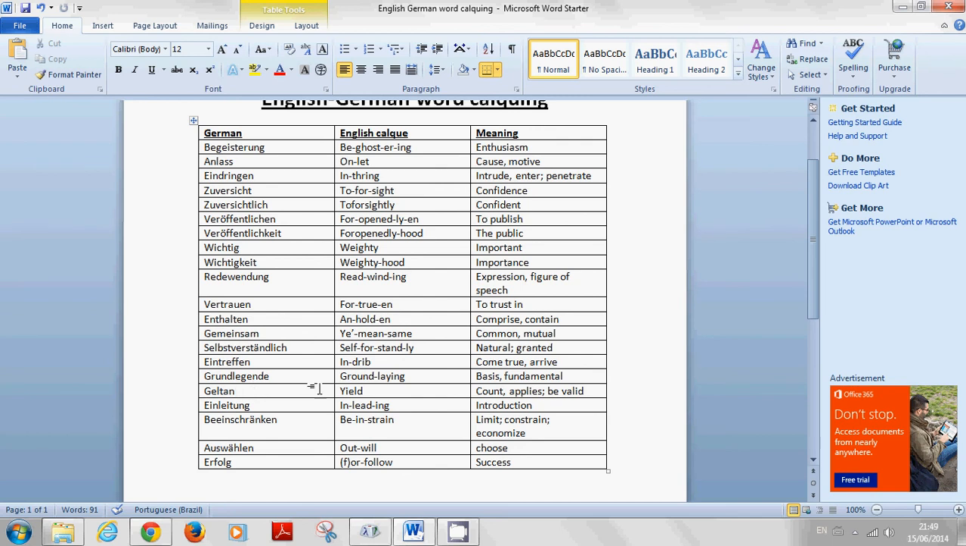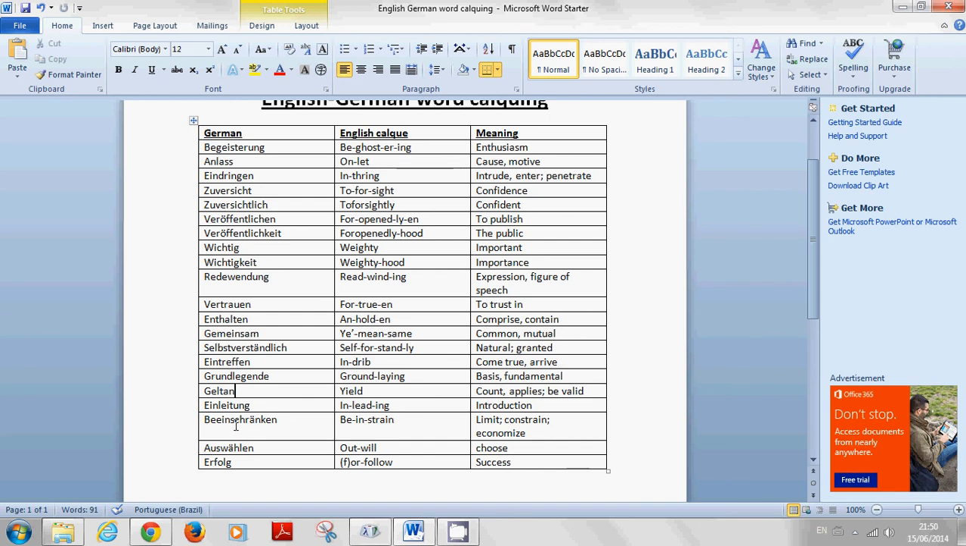The G and the Y in English have a lot of similarities, because the G was written in Old English a lot as a G, but it had a Y sound. And that means to count, to apply, like this applies to this, or to be valid. This one, Einleitung, an in leading, or an introduction. So in leading, I guess you lead your audience into whatever it is you're going to say. So that one makes sense.